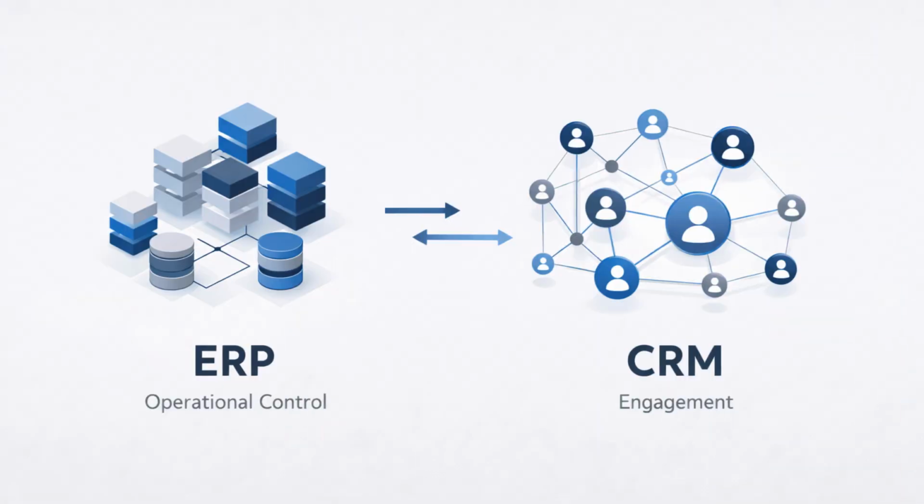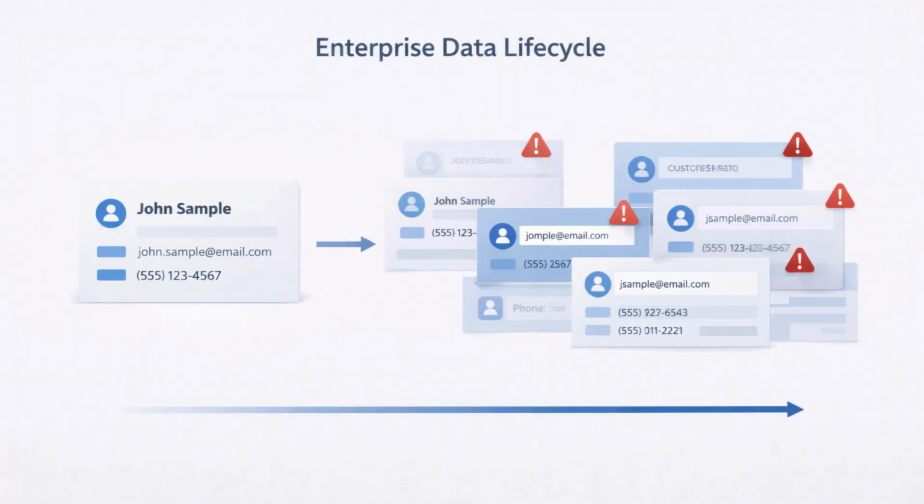ERP systems are designed for operational control. CRM systems are designed for customer engagement. They model entities differently. They apply different validation rules. They are owned by different teams. Over time, you get duplicate customers, conflicting product definitions, different naming conventions, out-of-date records, manual workarounds, and the bigger the organization, the worse it gets.